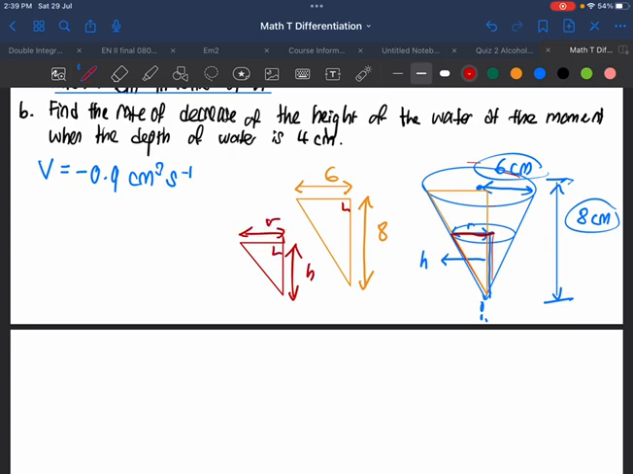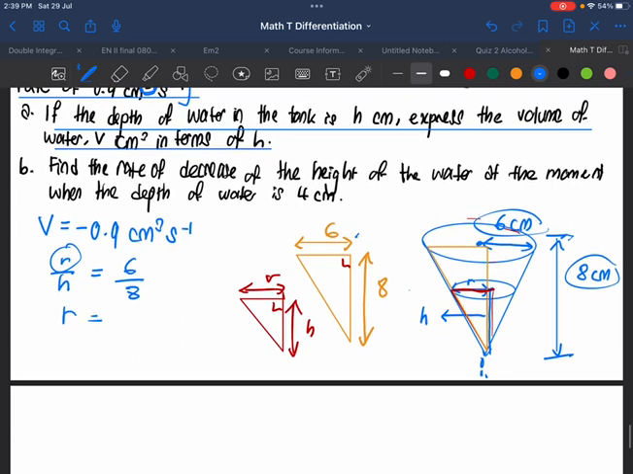Because of the 90 degrees, we can apply the similar triangle theorem. So R over H is equivalent to 6 over 8. This is how we express R in terms of H, or H in terms of R. In this case, I want to express R in terms of H. So R is 6 over 8 H, which simplifies to 3 over 4 H.